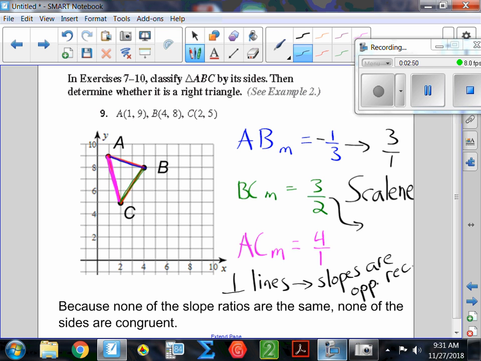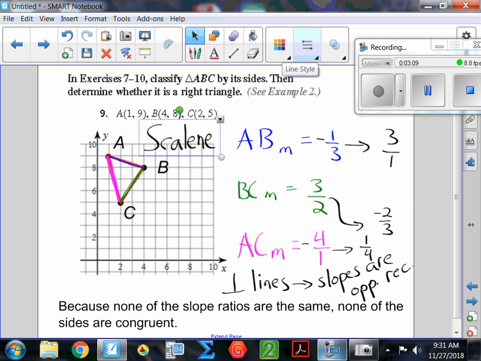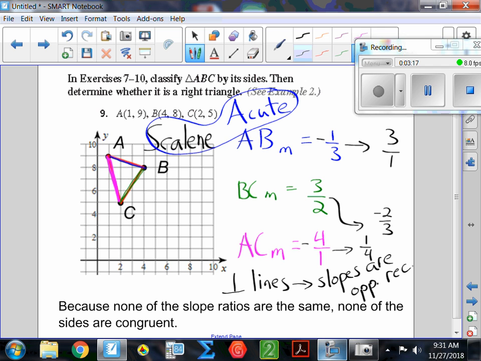A 3 over 2 negative reciprocal would be negative 2/3, and there isn't a negative 2/3. The negative 4 over 1 slope would have a perpendicular slope of 1/4, and that's also not there. So it is not a right triangle. We would say it's a scalene triangle, and it looks like all the angles are less than 90 degrees. So we'd say it's scalene and acute.